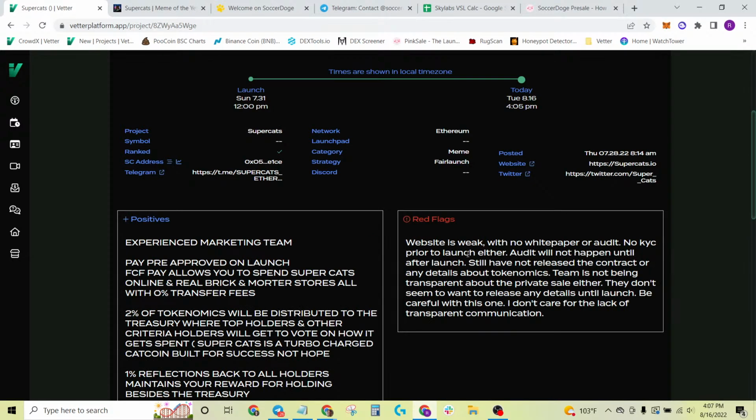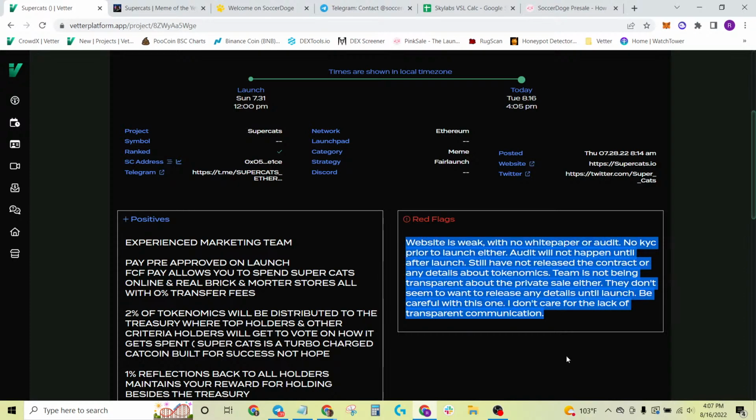Okay? So we got a joke website, no white paper, no audit, no KYC prior to launch. Audit will not happen until after launch. Still have not released a contract or any details about the tokenomics. Team is not being transparent about the private sale either. They don't seem to want to release any details until launch. Be careful with this one. I don't care for the lack of transparent communication.